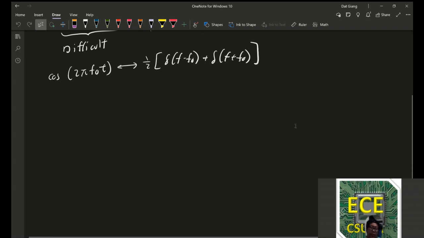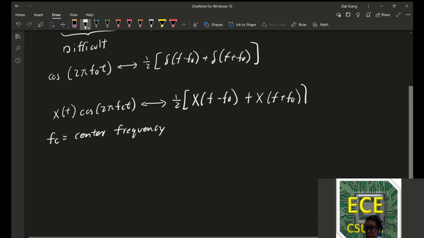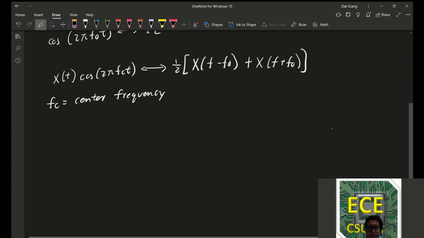Now, what about the modulation theorem? The modulation theorem tells us that for any time function, if we multiply by cosine of 2 pi fc t, where fc is usually denoted as the center frequency, we can find its Fourier transform as 1/2 of X(f minus fc) plus X(f plus fc). Graphically, it looks something like this.